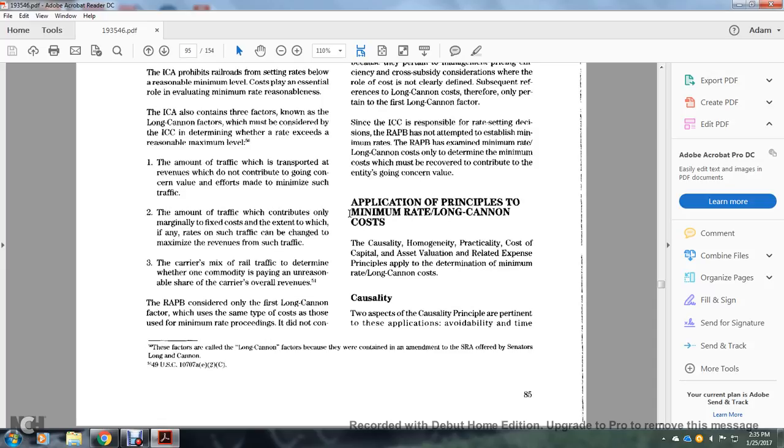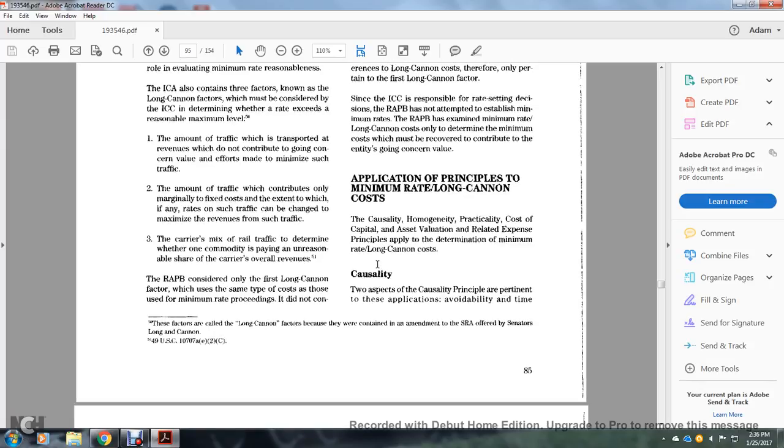All right, application of principles to the minimum rate and Long Canon cost. The casualty principle, generally practical cost of capital and asset valuation related expense principles apply to the determination of minimum rate Long Canon cost. The two aspects of the casualty principle are pertinent to the application of avoidable.